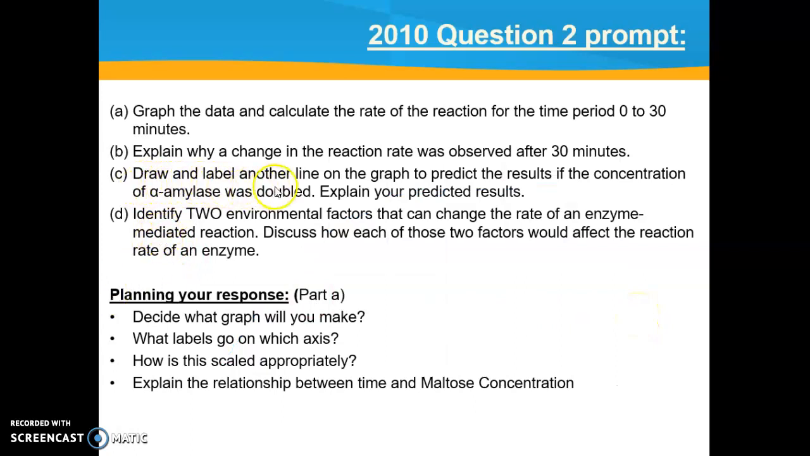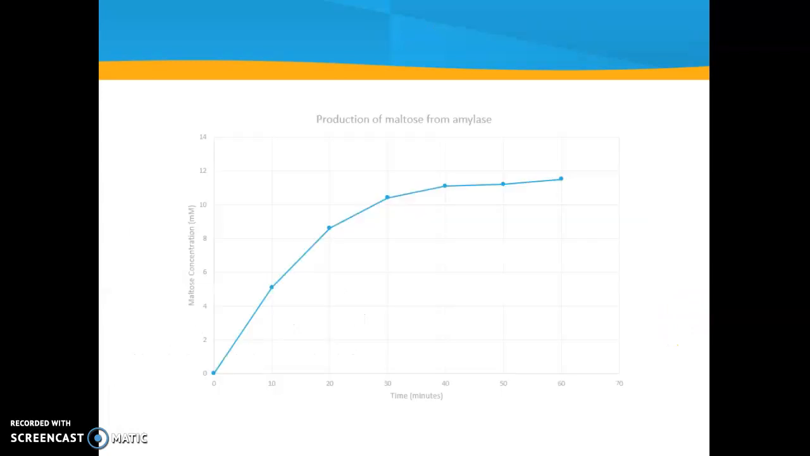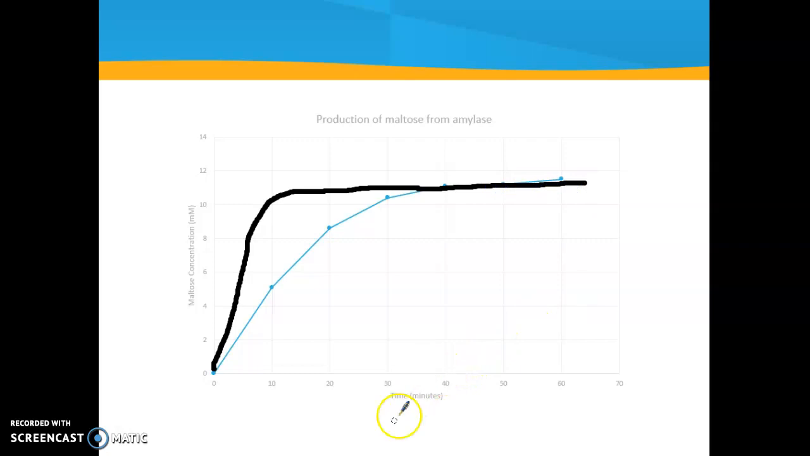Part C says draw and label another line on the graph to predict the results if the concentration of alpha amylase was doubled. If I increase the amount of enzyme, what's going to happen to the rate of the reaction? We would assume that the enzyme would work faster because there's more of it, and it would probably hit its max a lot earlier, but we would assume that we would level off at the same amount. So your line could look something like this. Again, this is just a quick sketch because I'm on my laptop. But that's probably what they're looking for when they talk about what happens if we add more enzyme.